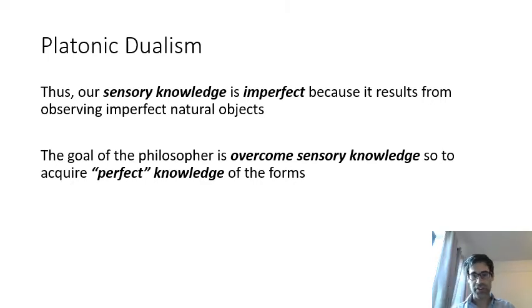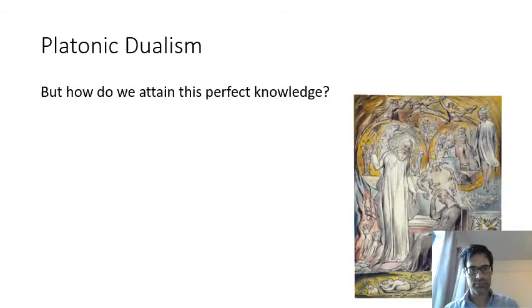So the goal of the philosopher, and this is really important, is to overcome sensory knowledge, so to acquire perfect knowledge of the forms. Well, that sounds nice. I mean, who doesn't want perfect knowledge? But how do we attain this perfect knowledge?